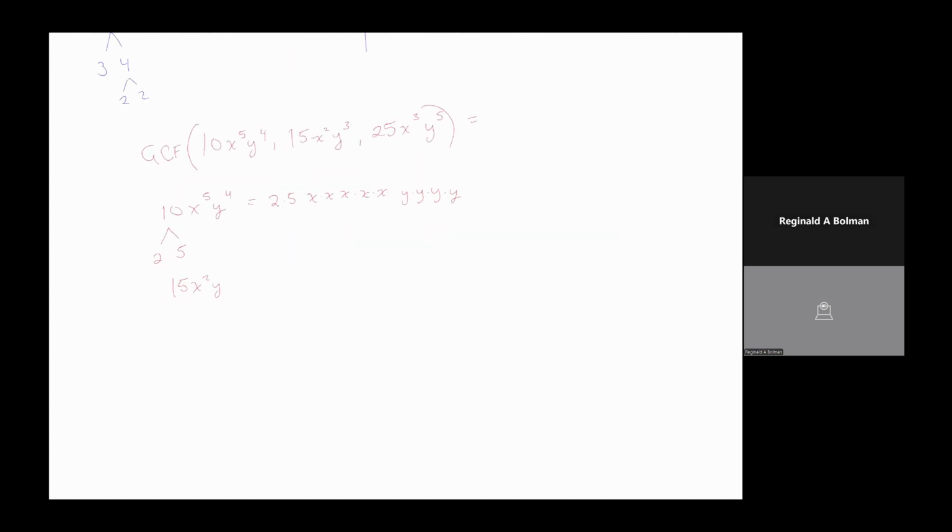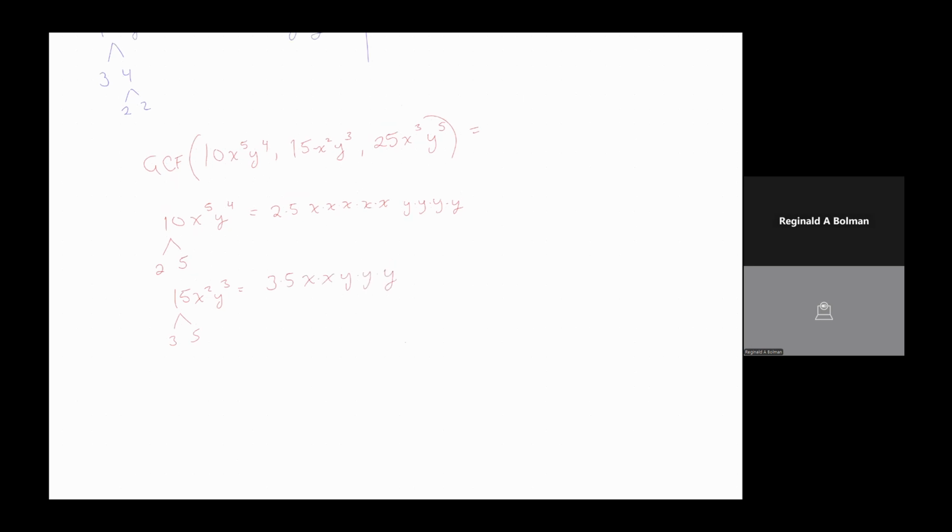So I've got 15x squared, y to the 3rd. 15 is going to be the same thing as 3 and 5. x squared is x times x. y to the 3rd is y times y times y. That's just from the definition of exponents.